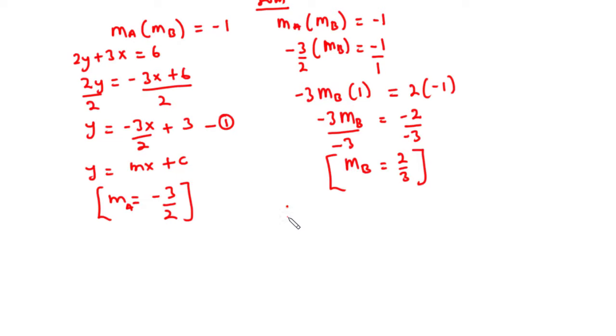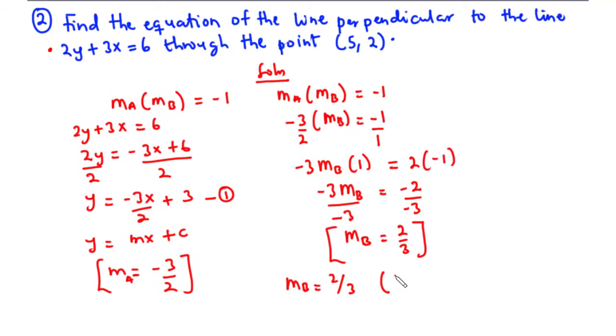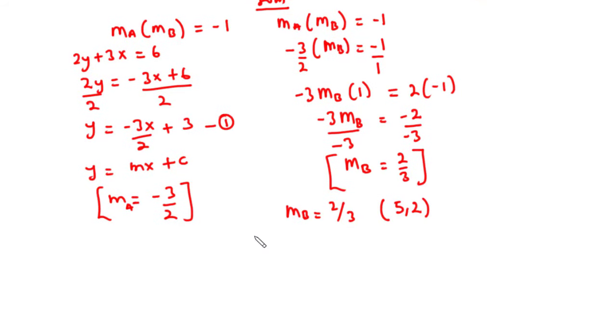Now since we have MB, that is 2 over 3, and then we have the point that the line is passing through, that is (5, 2), we can find the new equation that is perpendicular to 2y plus 3x equals 6. Now let's do that together. We are going to use the equation y minus y1 equals m times x minus x1. So this is x1, y1. So we have y minus y1, which is 2, equals 2 over 3 times x minus x1, which is 5.